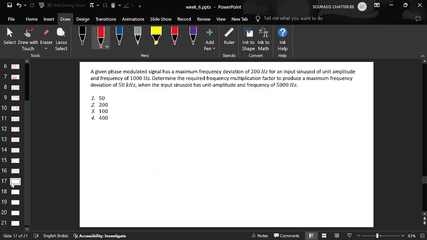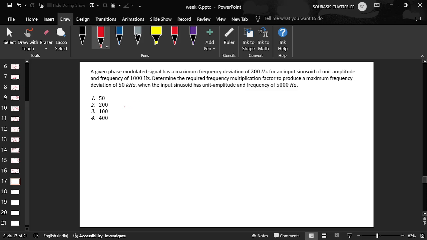Next, let us look at the question where we have a given phase modulated signal that has a maximum frequency deviation of 200 Hz for an input sinusoid of unit amplitude and frequency of 1000 Hz. Determine the frequency multiplication factors to produce a maximum frequency deviation of 50 kHz, but the input sinusoid has unit amplitude and frequency of 500 Hz. So before getting into that, let us first talk about what they mean by frequency multiplication.